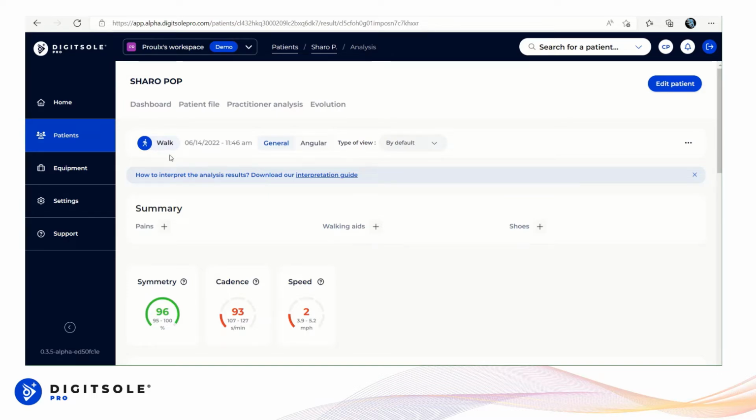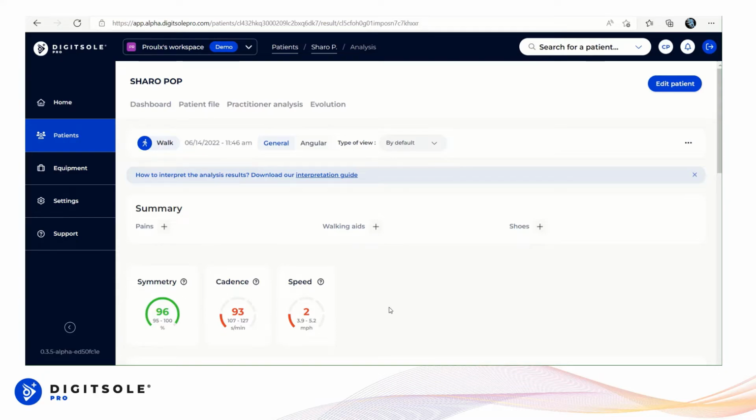So here it shows us that we are evaluating a walk analysis. It gives you the details regarding the date and the time that you actually took this. We are going to be looking at the general aspect of this analysis here. So we see that there's a summary across the top, so you can actually either input some of this information when you're beginning the analysis, and you can always input it at a later time as well.